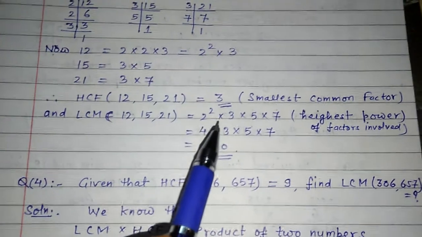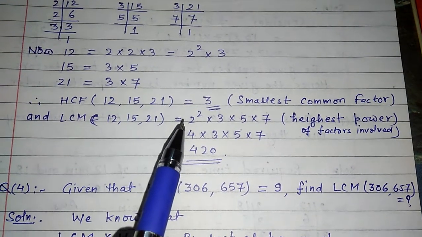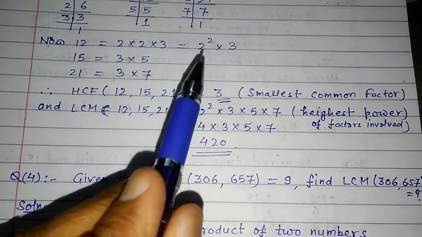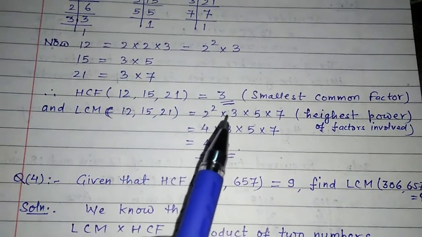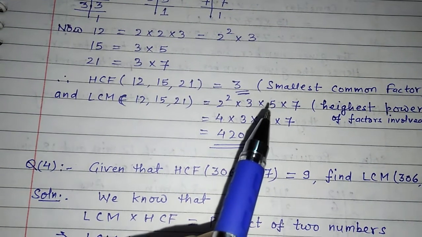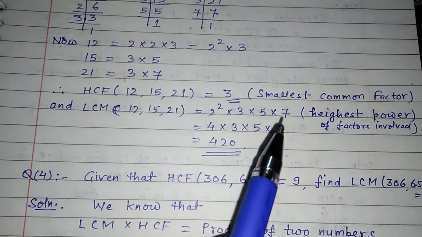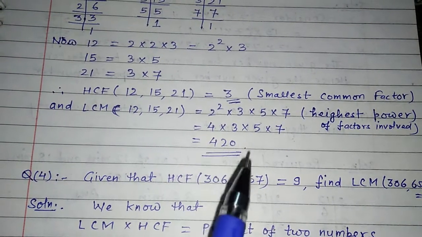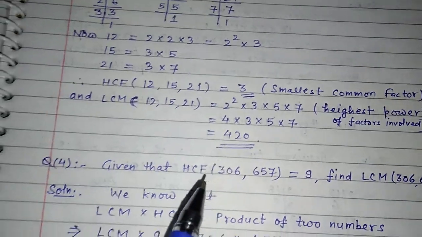the factors involved. That is, the first factor is 2 and its greatest power is 2 square. Then 3, here the power of 3 is 1, and the remaining factors are 5 and 7 as it is. So the required LCM is 420.